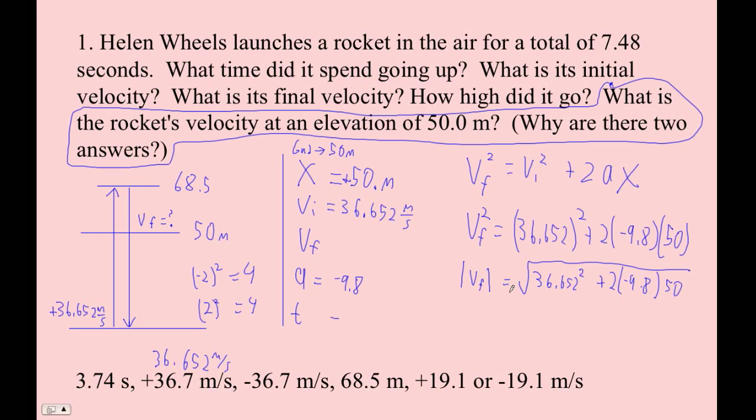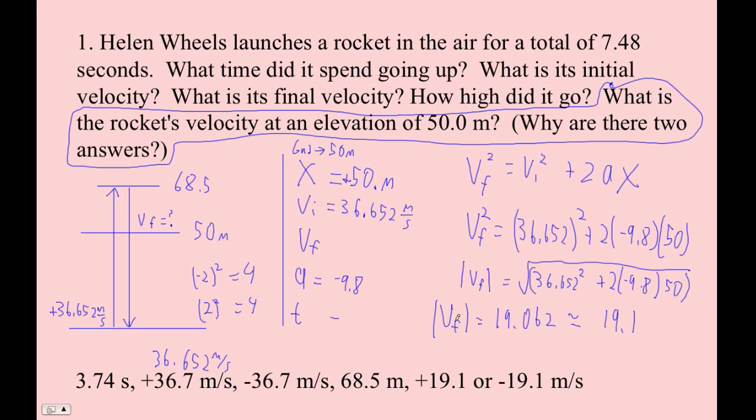Okay, so here we go. I'm going to go square root, left parenthesis, right? I got to put a parenthesis around all this. Okay, and then I go 36.652 squared plus 2 times negative 9.8. Don't forget the negative. The negative is important. Okay, times 50. Right parenthesis, enter. I get 19.06. So the absolute value of the final velocity is 19.062, right, which is about 19.1.